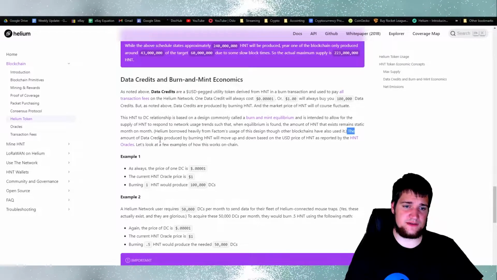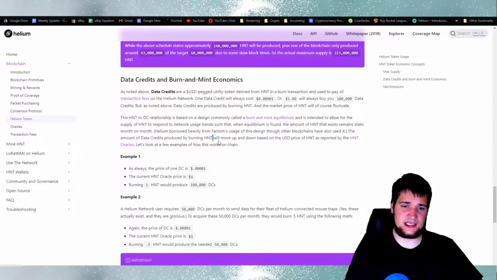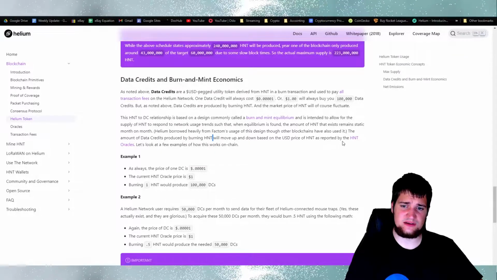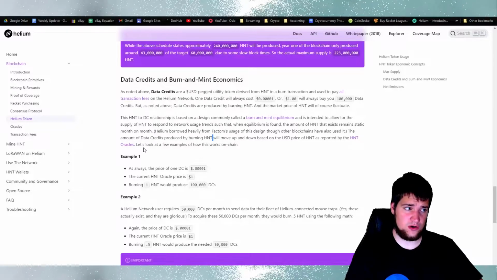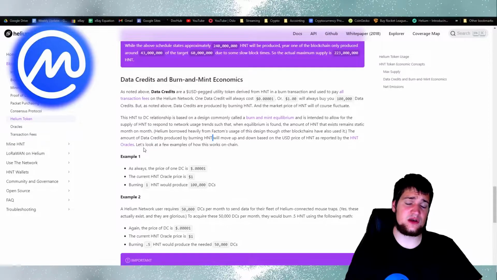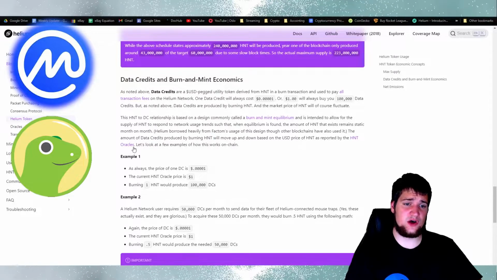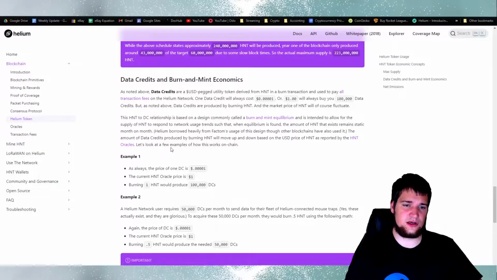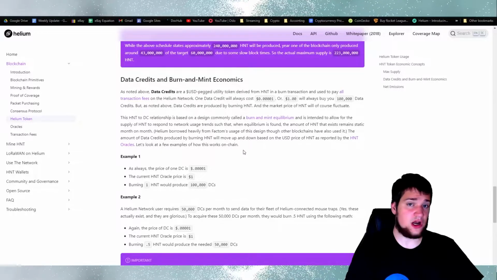The amount of data credits produced by burning HNT will move up and down based on the USD price of HNT as reported by the HNT Oracle, not CoinMarketCap and not CoinGecko, but by its own Oracle. Let's look at a few examples of how this will work on the chain.